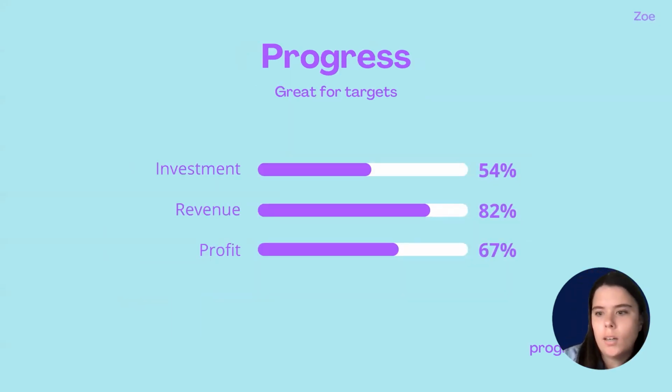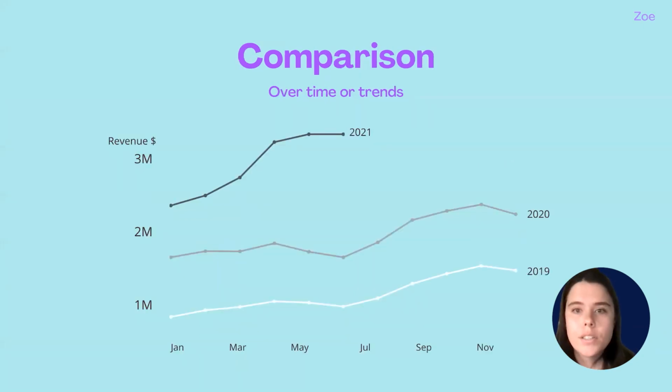Similar to a bar chart, we have progress charts, and they're a great way to show how far you are from reaching a goal or meeting a target. As you can see here, we have 3 small charts that show how much investment, revenue, and profit this hypothetical startup has made.